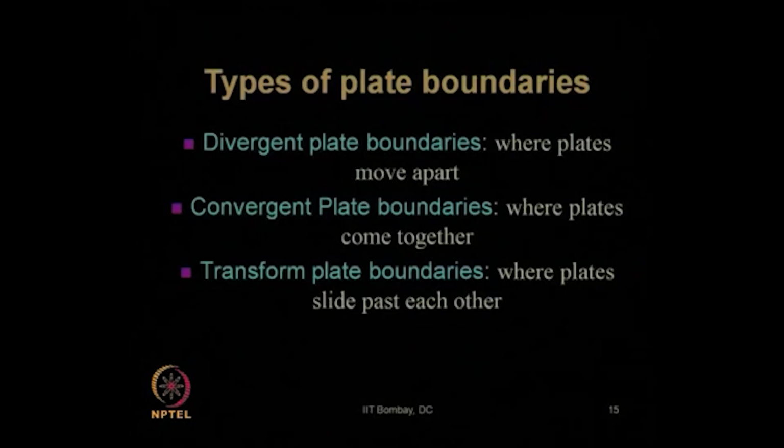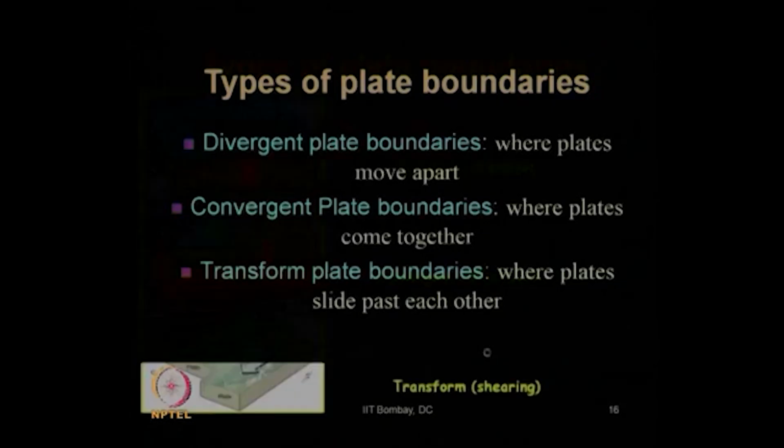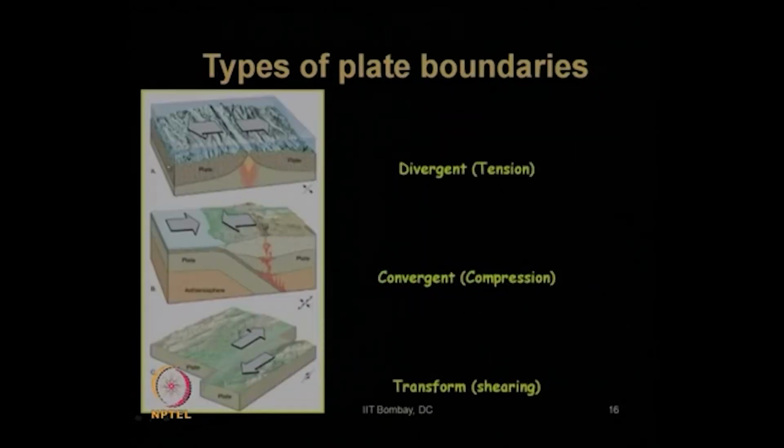Then we have seen various types of plate boundaries, major 3 types we have discussed: divergent plate boundary, where the plates move apart from each other, subjected to tensile type of load; convergent plate boundary, where 2 plates come together, subjected to compressive type of load; and transform plate boundaries, where 2 plates slide past each other, which is shearing type of load. So, through this picture we have seen the various types of plate boundaries.